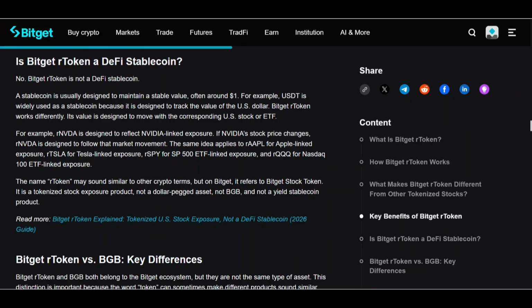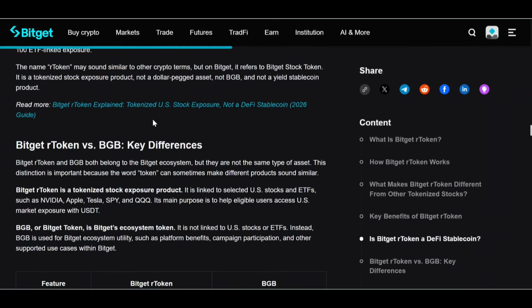And yeah, so it says, is Bitget rToken a DeFi stablecoin? It is not a DeFi stablecoin. So a stablecoin is a crypto equivalent that's backed one-to-one with the US dollar in real life, whereas the Bitget rTokens are intermediary derivatives that track the underlying asset of a stock. Okay, so that's the fundamental difference. So it's completely different to a stablecoin.